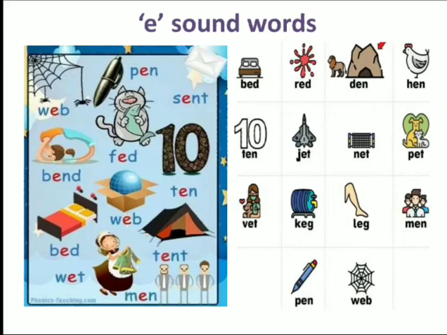The next one is vowel E. E sound words. The sound for vowel E is E. Now read aloud. P-E-N, pen. W-E-B, web. S-C-E-N-T, scent. B-E-N-D, bend. F-E-D, fed. T-E-N, ten. B-E-D, bed. W-E-B, web. T-E-N-T, tent. W-E-T, wet. M-E-N, men. Practice the remaining words also, children.